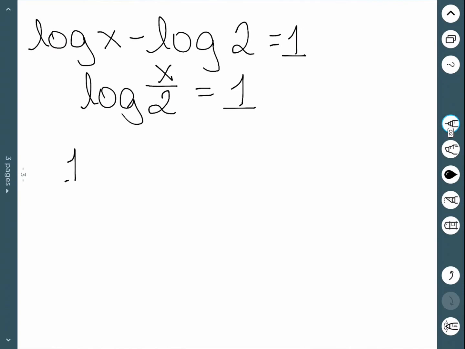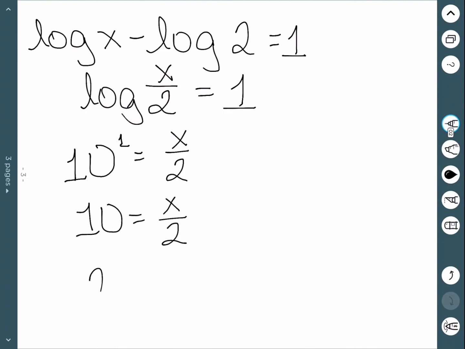Remember, if you don't see a base, it's base 10. So 10 to the 1st power equal to x over 2. Anything to the 1st power is itself, and then we can multiply both sides by 2 to get 20. So I have that x is equal to 20.